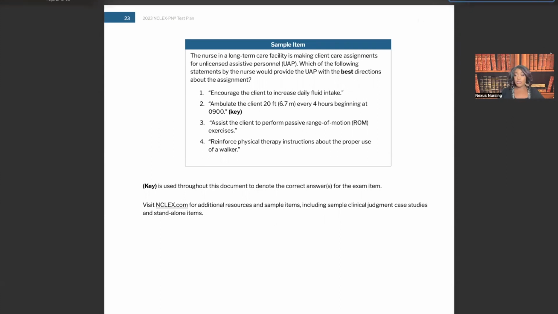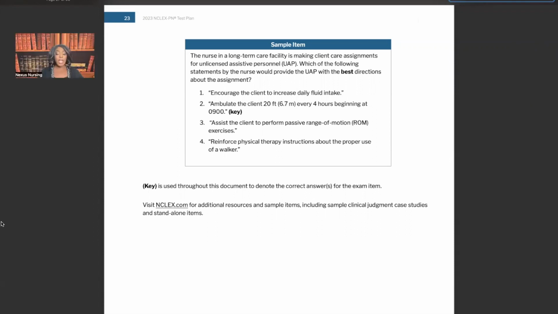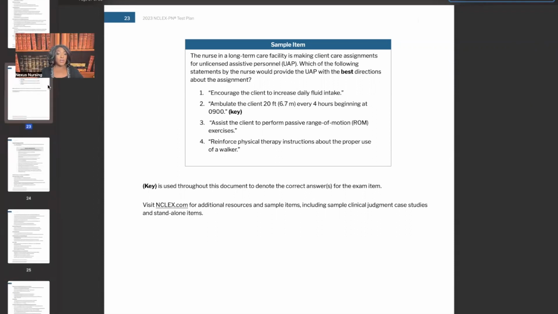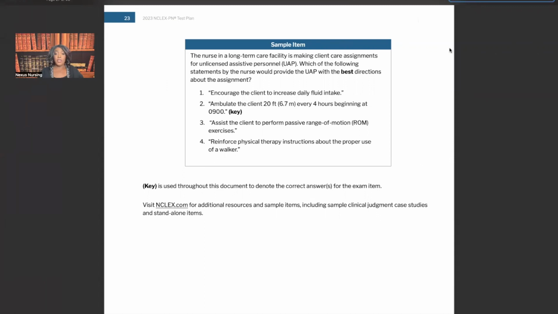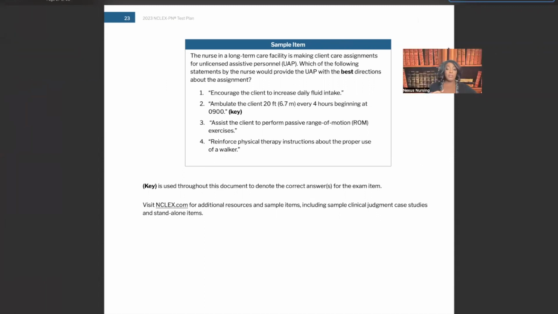Oh, you guys can't see me. Hold on a second. There we go. They tell you what the answer is. And the correct answer, I'll move this over here. The correct answer is number 2.